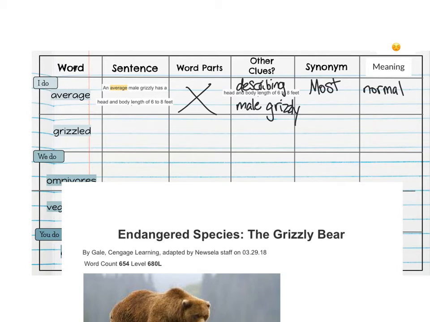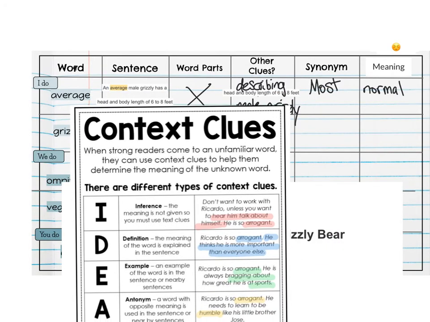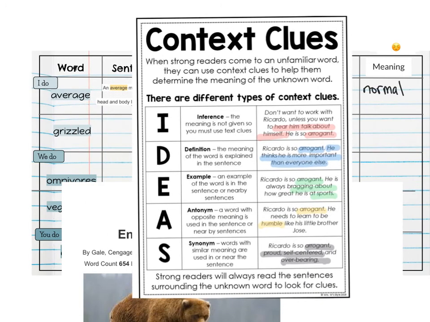Notice how those clues helped us to determine the meaning of the word average. As I'm thinking about those different types of context clues, in this example with the word average, an average male grizzly has a head and body length of 6 to 8 feet, I'm thinking this is an inference type of clue. The meaning is not given, so I had to use clues to determine the meaning. The author did not give me a definition, did not give me an example of the word average, an antonym, or a synonym, making inference the strongest type of clue given in this word average.